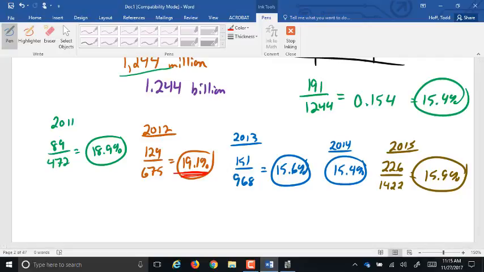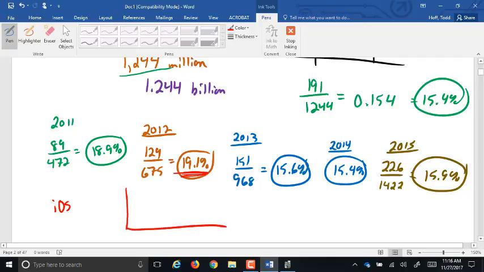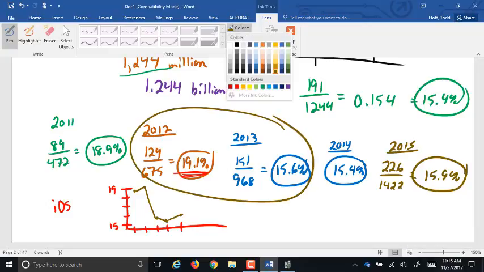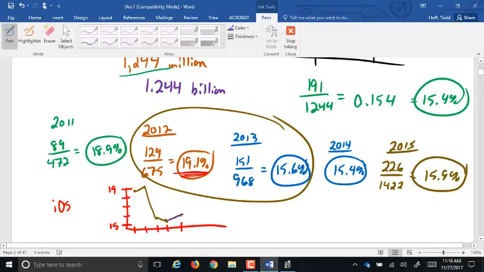So here's the question. Can we conclude from these numbers? Now I want you to think about this very carefully. Do these numbers show that maybe the iPhones have peaked and are falling off? Okay, yes. If you wanted to number it from 15, 16, 17, 18, 19, we go 2011, 12, 13, 14, 15, the graph would look something like this. 18.9, 19.1, 15.6, 15.4, 15.9. So it does show a major fall between 2012 and 2013, but it looks like it might be on a slow climb back up now.